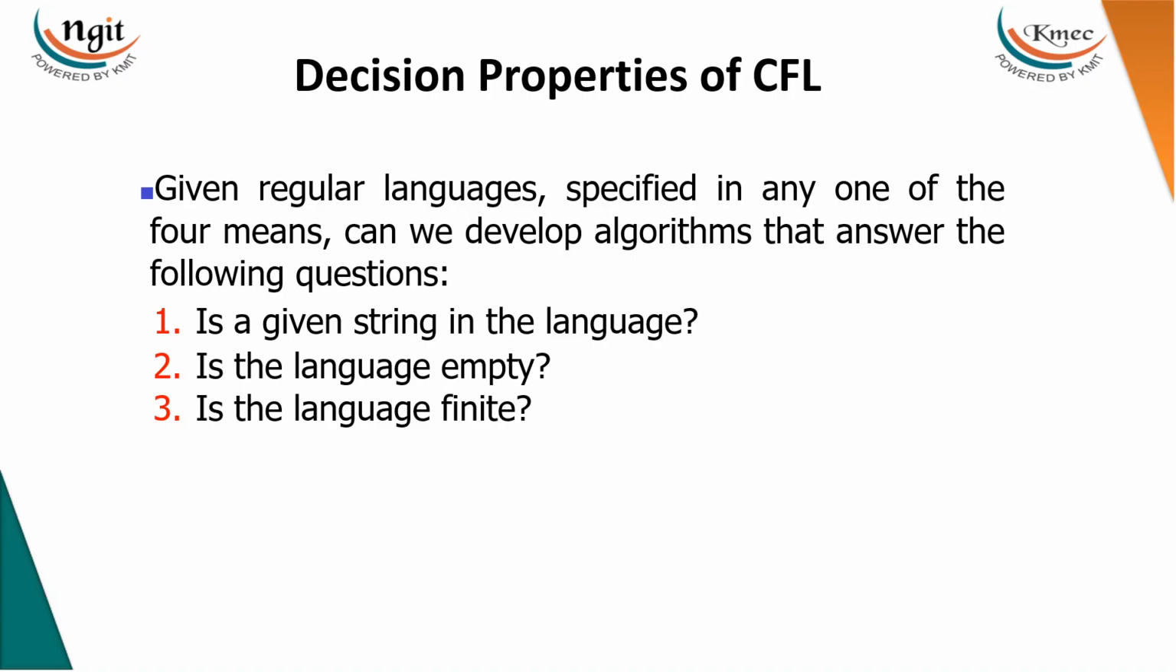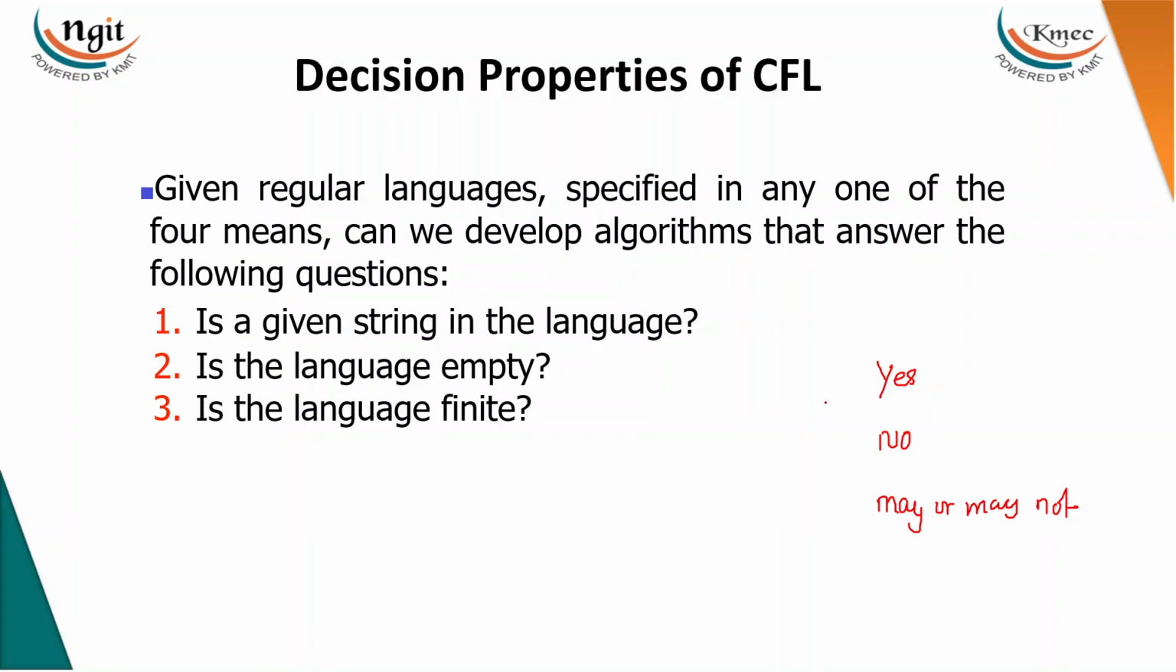What does it mean by decision properties? We have already discussed the decision properties concept in regular languages. We have to decide whether something is true or false, or answer the questions without saying "may or may not be." If somewhere you are saying "may or may not be," that means it is not a decidable problem. So can we develop an algorithm that answers it?